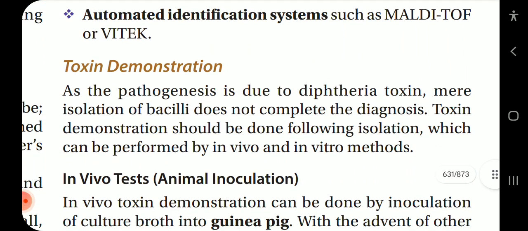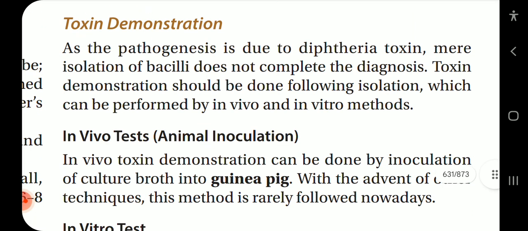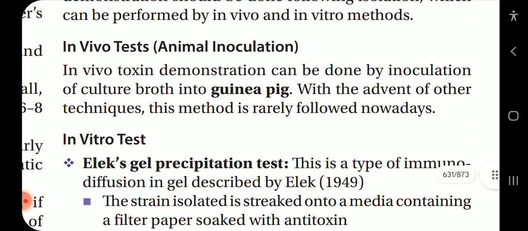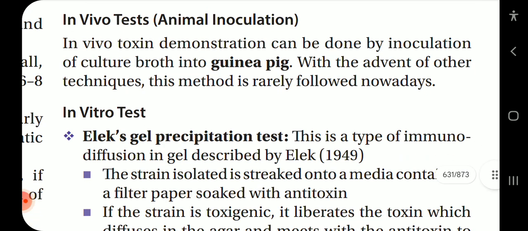Toxin demonstration: as the pathogenesis is due to the diphtheria toxin, mere isolation of bacilli does not complete the diagnosis. Toxin demonstration should be done following isolation, which can be performed by in vivo and in vitro methods. In vivo test: animal inoculation. In vivo toxin demonstration can be done by inoculation of culture broth into guinea pig. With the advent of other techniques, this method is rarely followed nowadays.